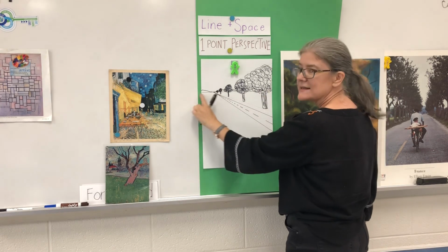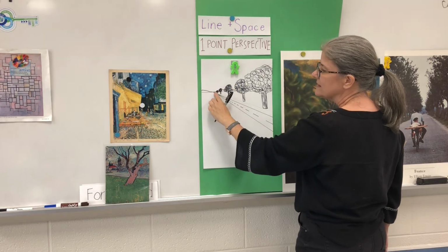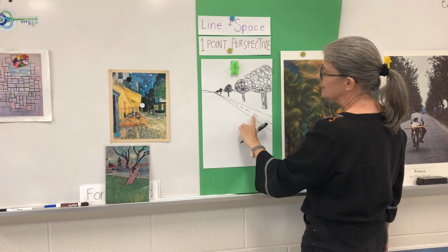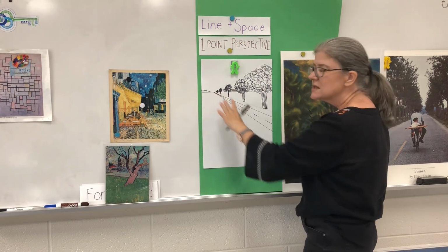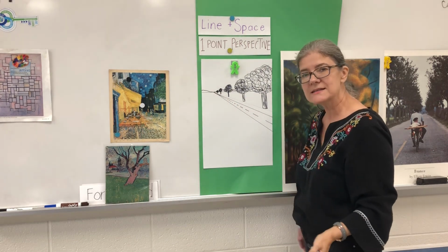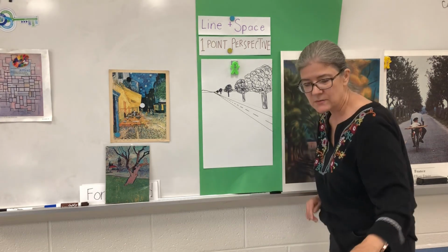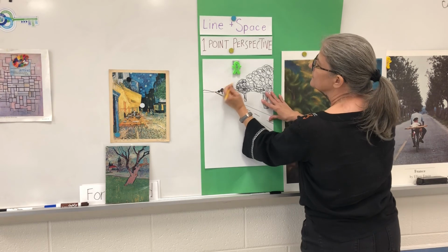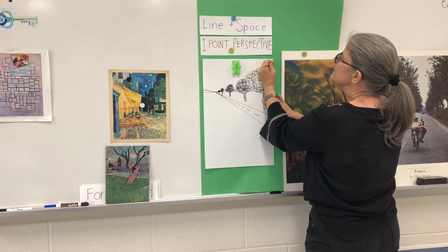Setting up your horizon line, your vanishing point, that's the point, your road, this line, this takes some practice, and then adding in the trees should take you about 20 minutes in your sketchbook. Of course, you can color it in. I said I would erase this line. I'm going to go back and erase that line. I drew it very lightly, so it's easy to erase.